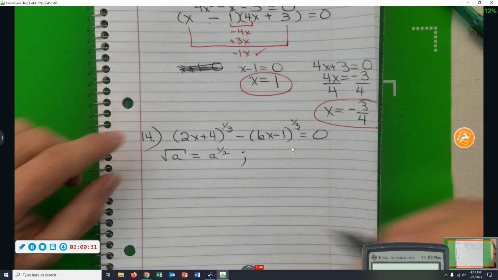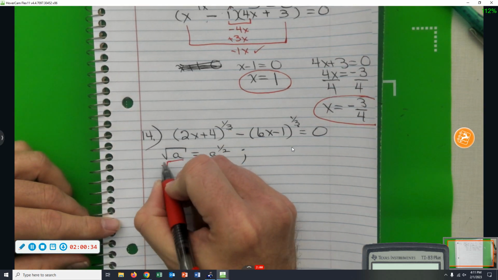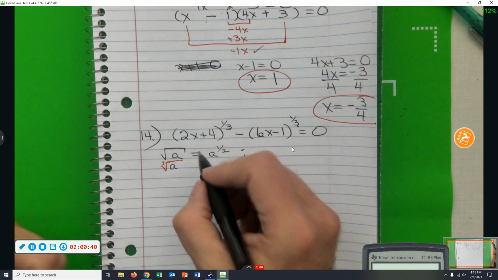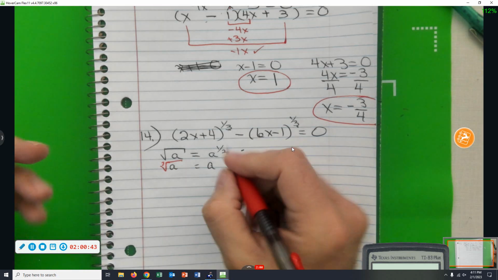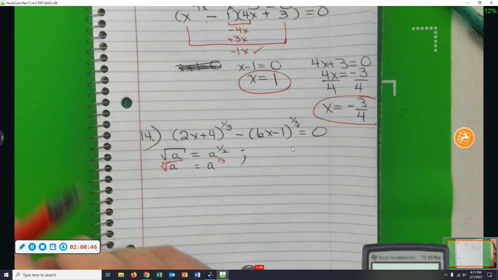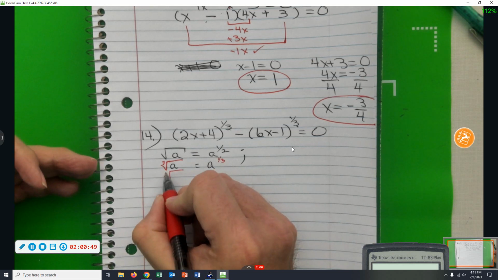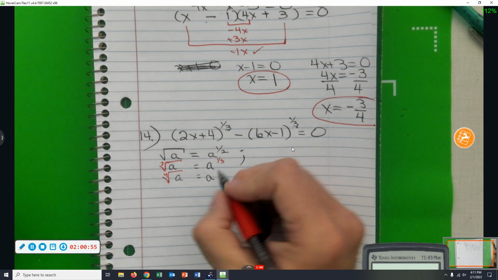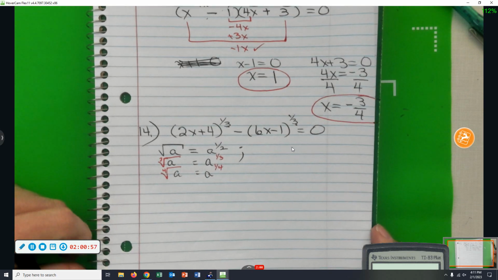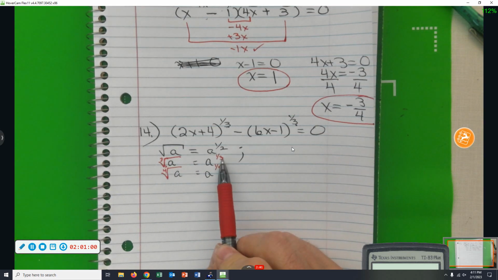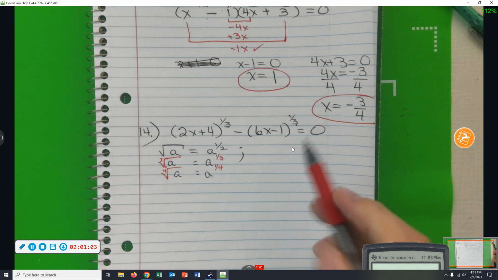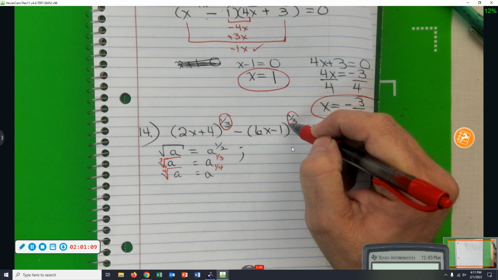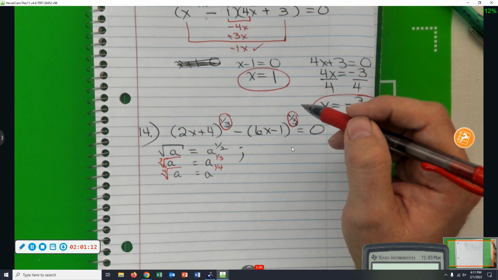The cube root is the same thing as a 1/3 exponent, a 4th root is the same thing as a 1/4 exponent. You'll see what I'm writing in red. The radical is the same thing as that 1/3 exponent. So number 14, this 1/3 exponent, we could rewrite with what? Just a cube root.